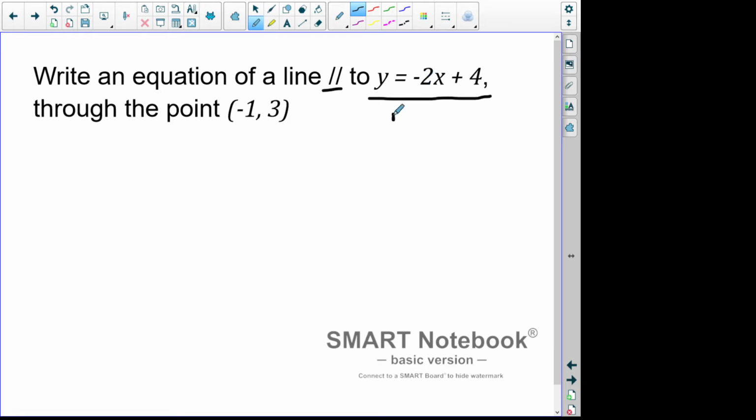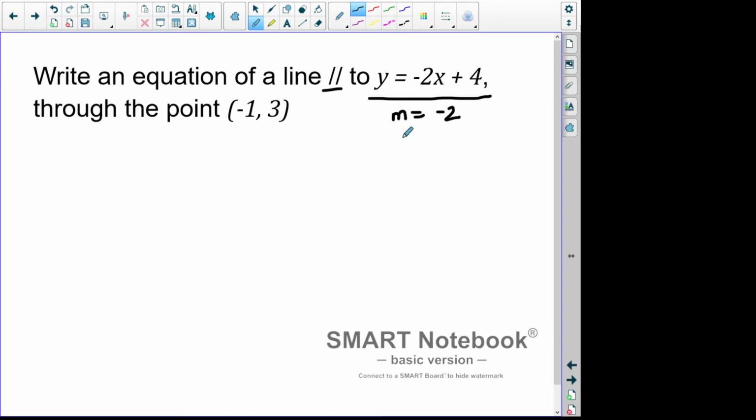Well, what's the slope of this line? Because it's in slope-intercept form, I can tell that the slope is negative 2. So what they're really asking me is to write an equation for a line that has a slope of negative 2 and goes through the point negative 1, 3. They're providing me the slope, but in a roundabout way. They're saying it's parallel to this line, so you have to know that parallel means same slope. This has a slope of negative 2, so my new line is going to have a slope of negative 2.